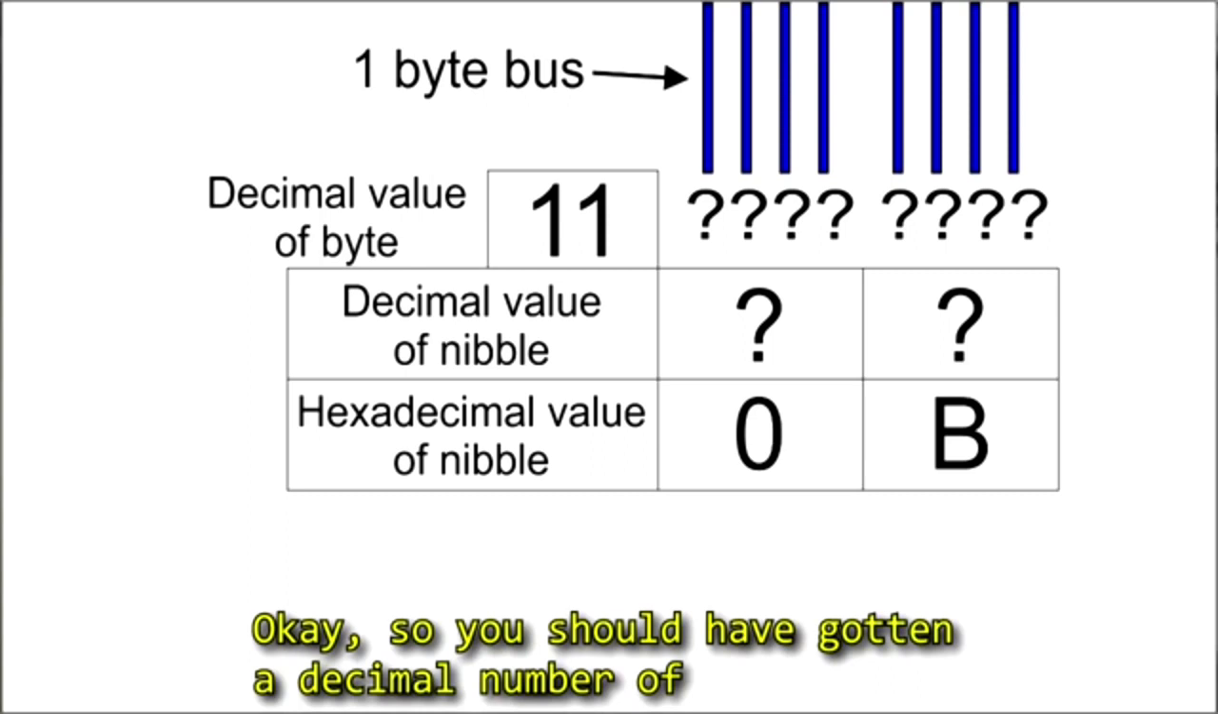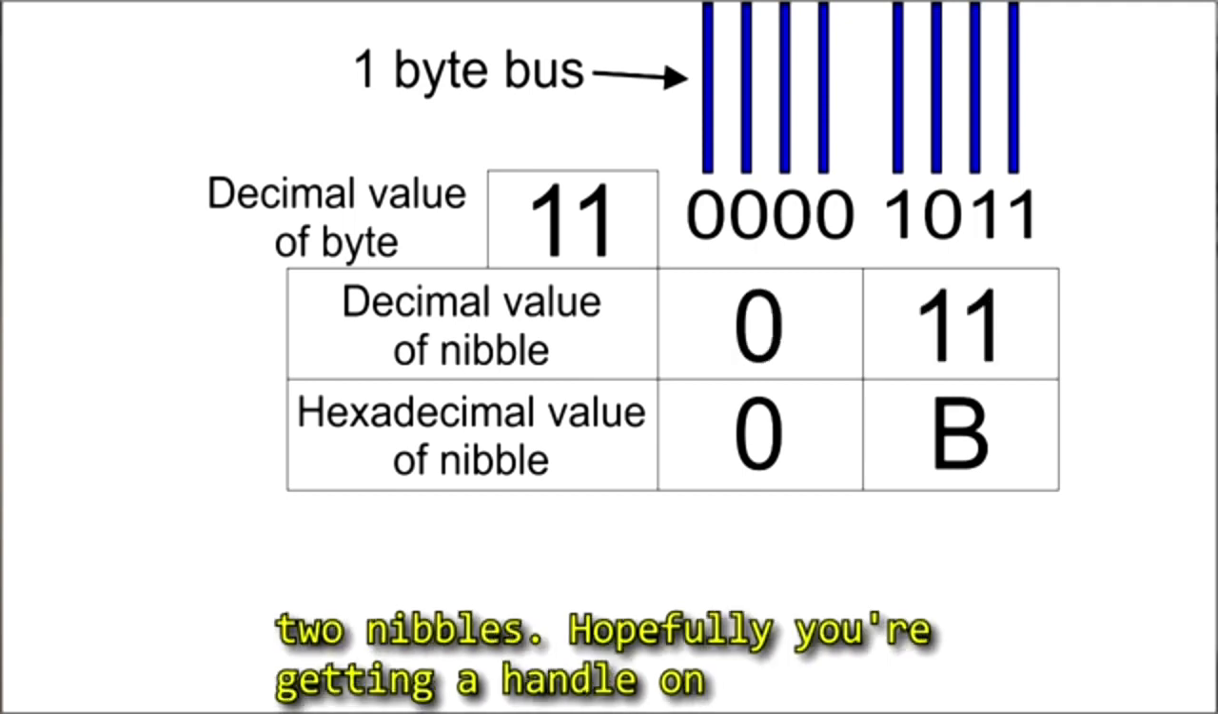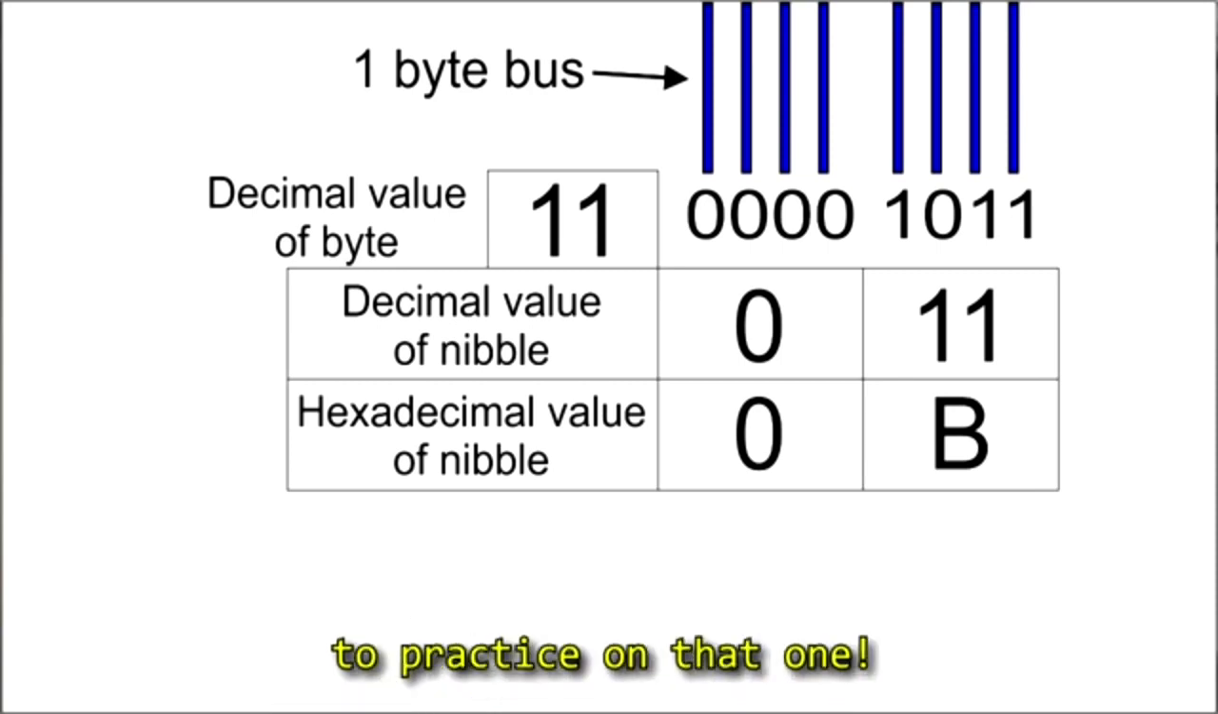Okay, so you should have gotten a decimal number of 11, a binary number of 00001011, as well as those 2 nibbles. Hopefully you're getting a handle on this, but we're going to have plenty of opportunity to practice on that one.